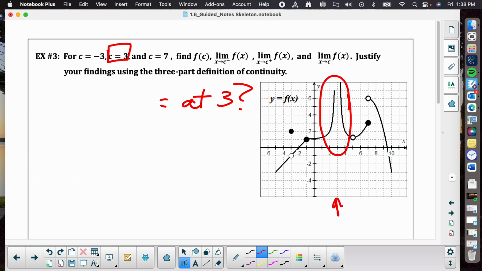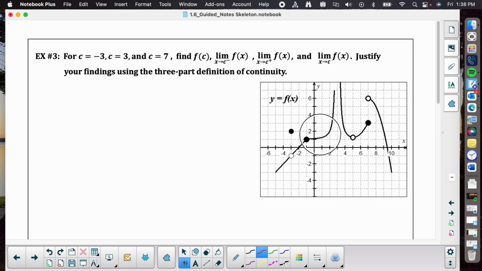Do I need to do the last number? Yeah, okay, yes. So at 7, we are looking at this dotted line. We are checking if things are continuous. So what is f of 7? 3. Good, yep, solid dot to 3.